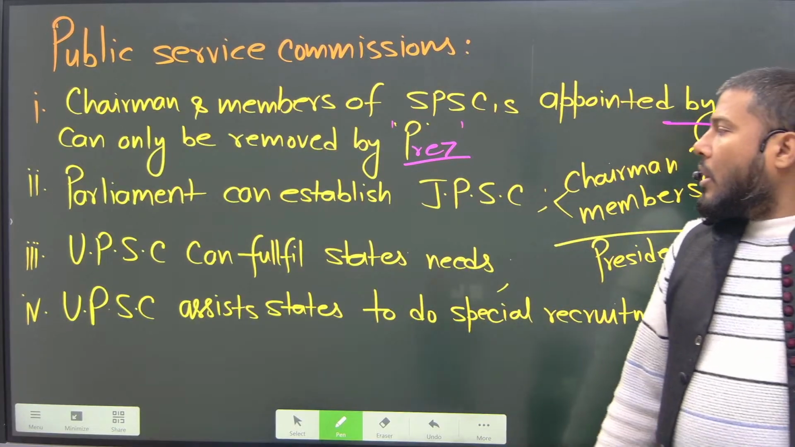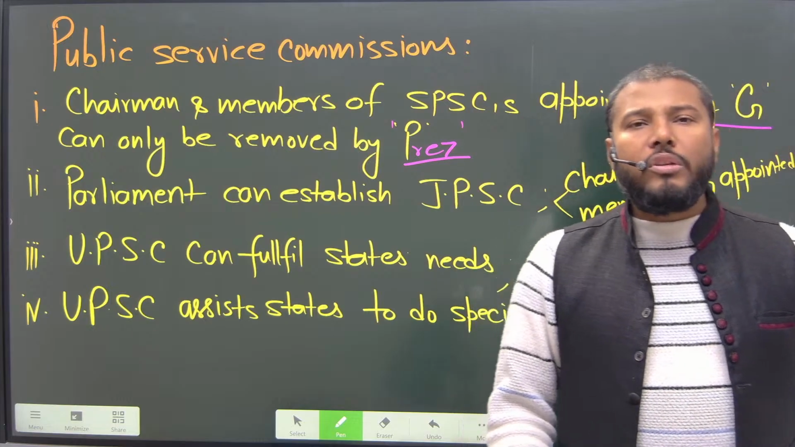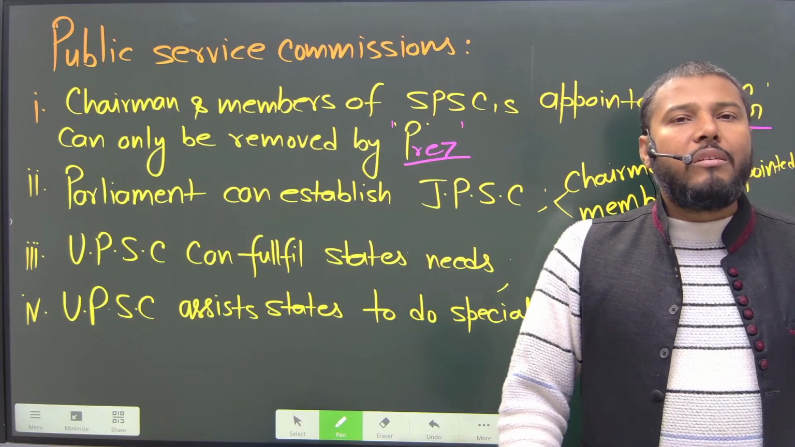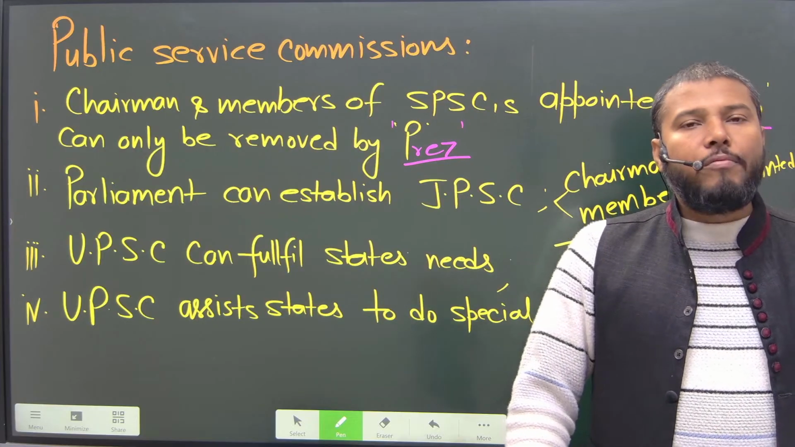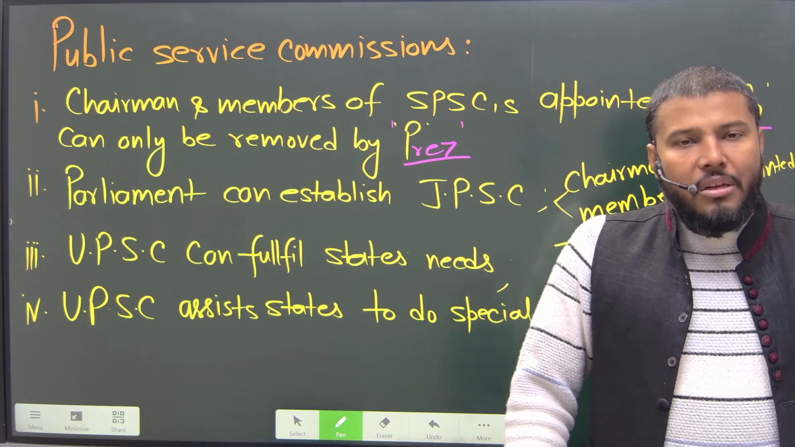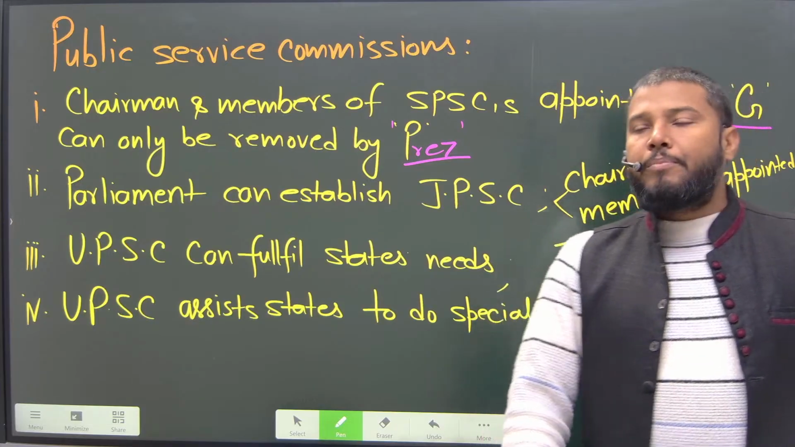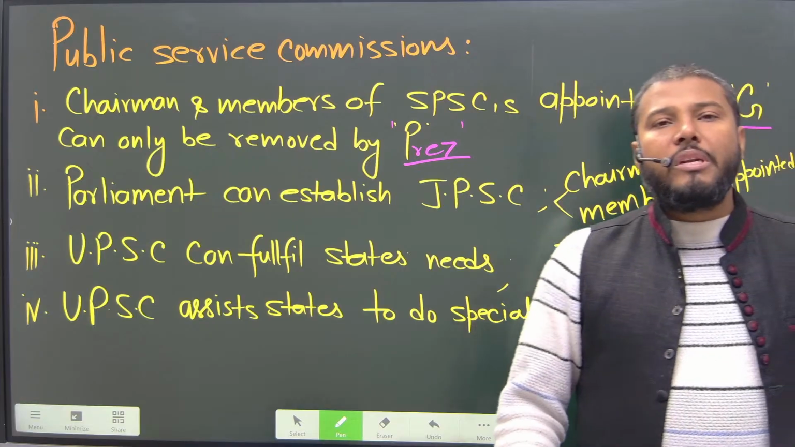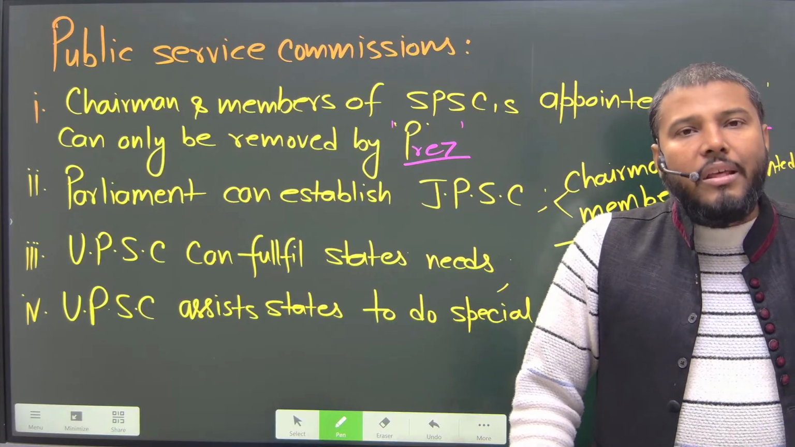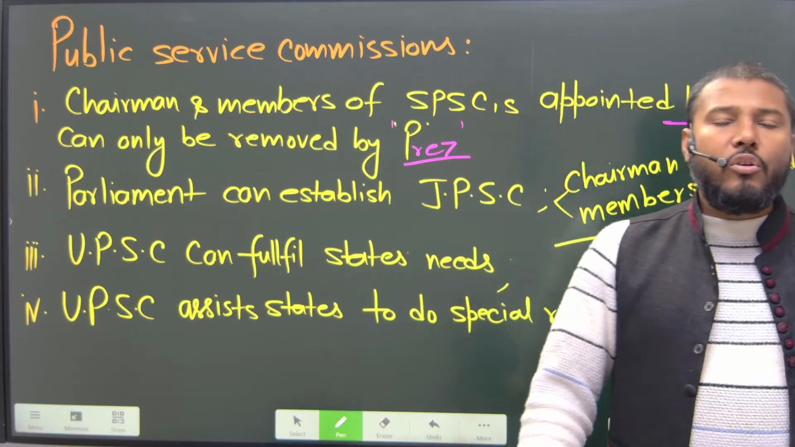The next one, Union Public Service Commission can fulfill states' needs when two or more states request the Union Public Service Commission to do recruitment for their state officials. The Union Public Service Commission can assist them in the recruitment, right? तो यूनियन पब्लिक सर्विस कमीशन उनके लिए ऑफिशियल्स का रिक्रूटमेंट कर सकता है. The last one is Union Public Service Commission can assist any state if a state requests UPSC to assist the state government to do some kind of special recruitment.